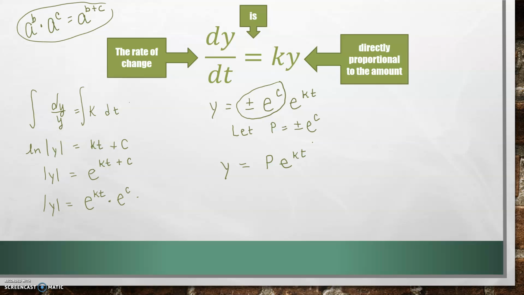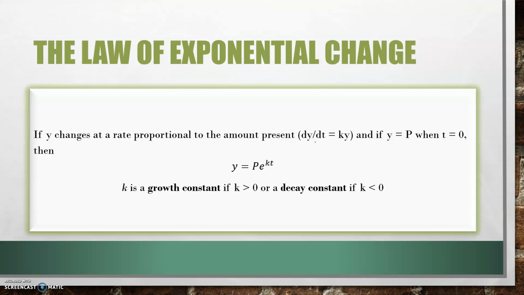And that looks a lot like an equation that you learned about in intermediate algebra class or advanced algebra class, which is y equals p e to the rt. So we just use the letter k because that's what we usually use for proportionality, but Pe^kt or Pe^rt are basically the same thing. So that's the proof of this next statement, but here's the statement. The law of exponential change: if y changes at a rate proportional to the amount, and if y equals p when t equals 0, then we have this too.